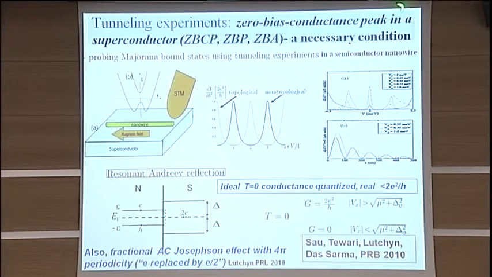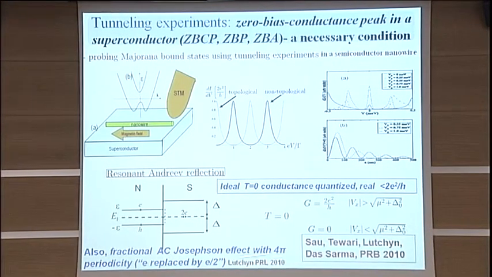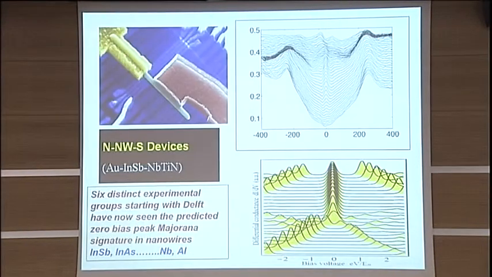Now, I said that this is a necessary condition, and at least 3 of the experimentalists will talk about it. A sufficient condition, or almost sufficient condition, would be the fractional AC Josephson effect, which should have this 4 pi periodicity, with e replaced by e over 2. I have no time to talk about it. We predicted this in our original paper also, but fortunately, Leonid will talk about this later in the session.